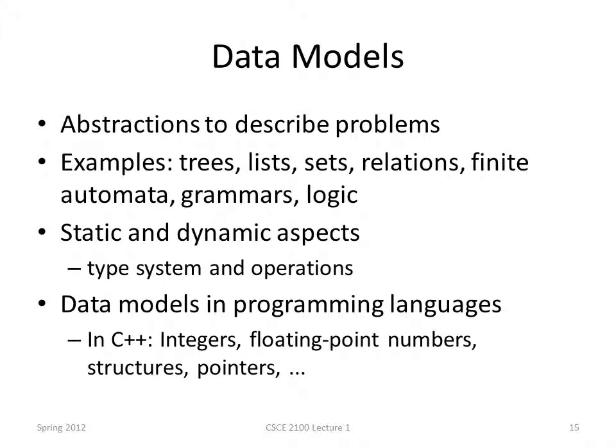Alright, so a data model is an abstraction to describe problems. Examples include things like trees, lists, sets, relations, finite automata, grammars, logic. There are static and dynamic aspects to this. They're used in type systems and operations. Some data models are provided in programming languages. C++ has some fairly basic things like integers, floating point numbers, structures, pointers, etc., which are actually building blocks that we can build more complicated data models from, as we'll see later in this class.